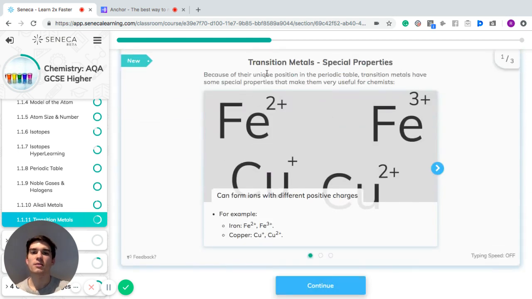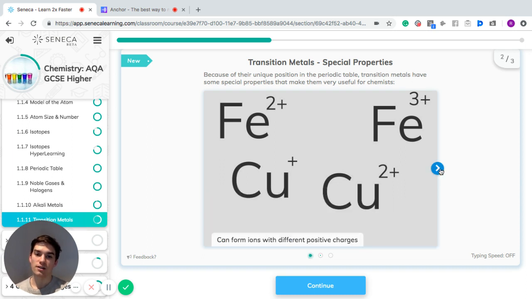Because of their unique position in the periodic table, transition metals have some special properties that make them very useful for chemists. So the first property that makes them useful is that they can form ions with different positive charges. So for example, iron produces Fe2+ ions and also Fe3+ ions. And another one would be copper. Copper produces Cu+ ions and Cu2+ ions.